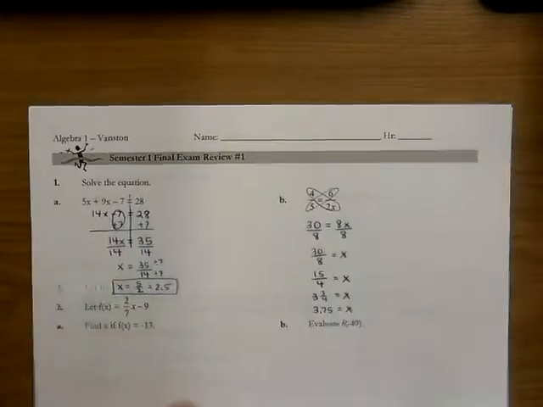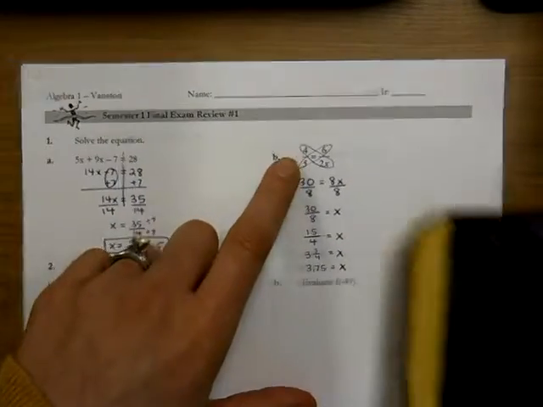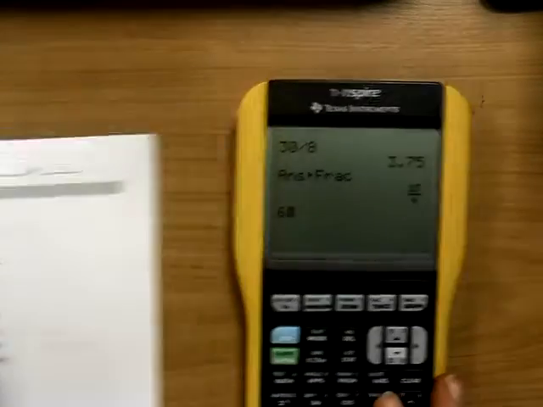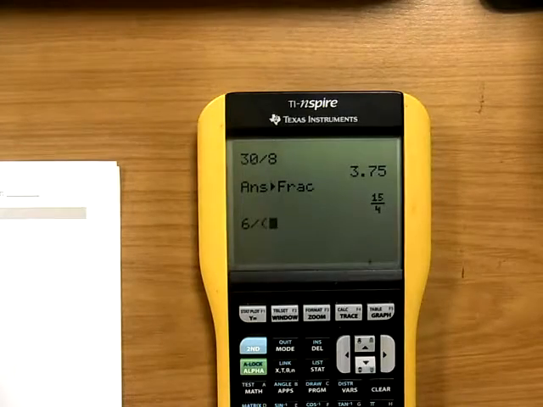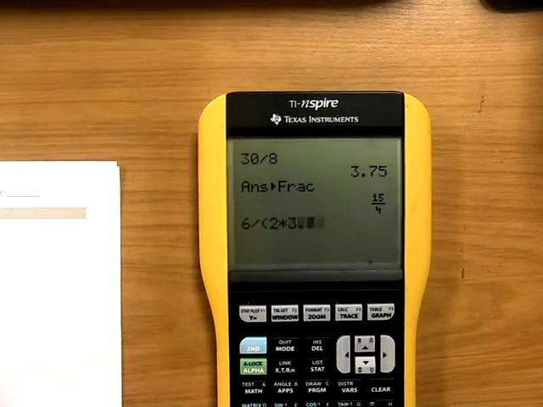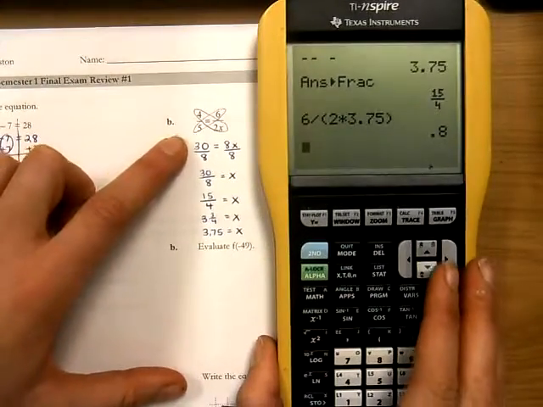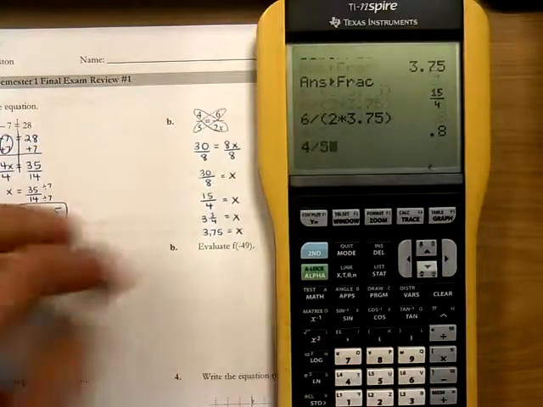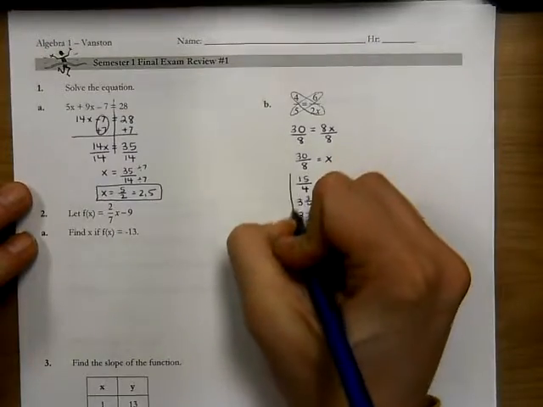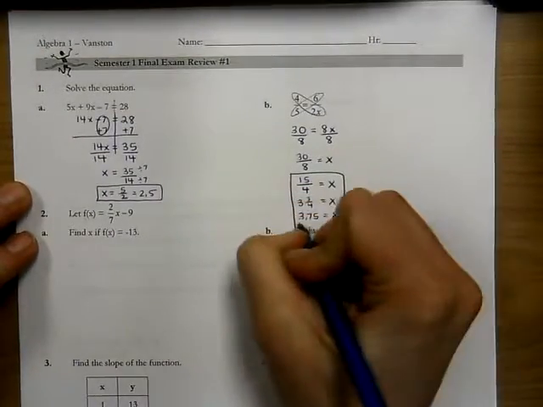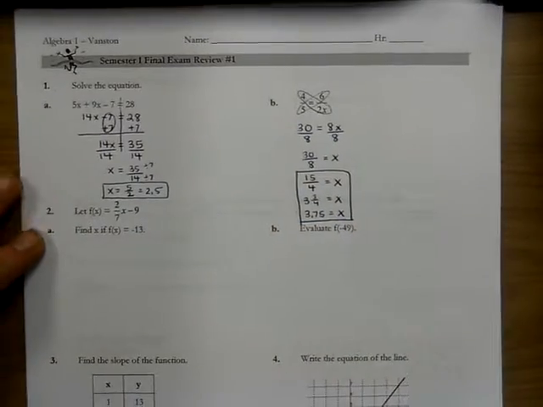And we can test our answer as well. If we substitute this back in, if I do 6 divided by 2 times 3.75, and I press enter, I see that that's equal to 0.8. And 4 divided by 5 is also 0.8, so these would be equal. So I know for sure that that would be the correct answer. So all 3 of these would be correct solutions.